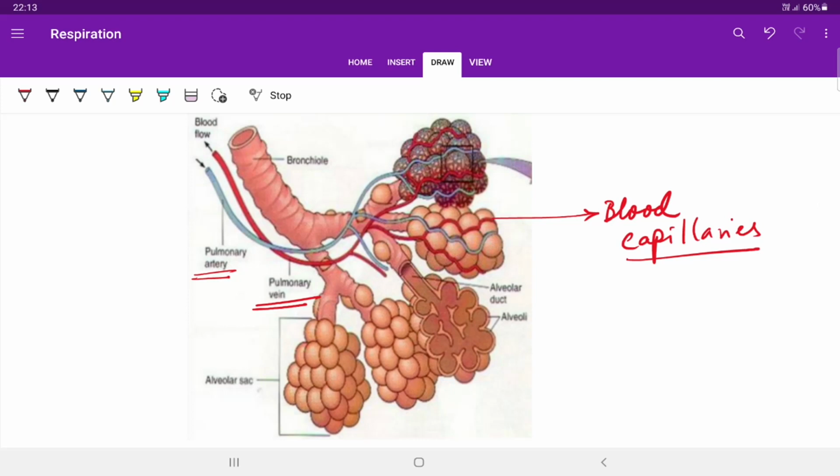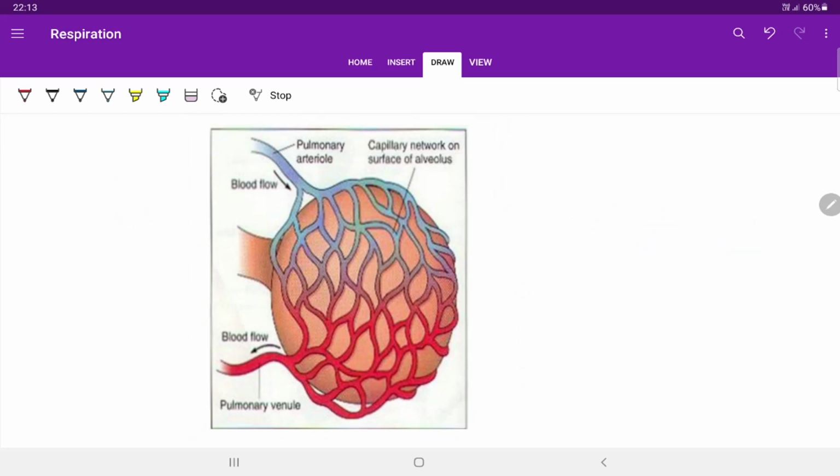As I have told you, the red one contains oxygen-rich blood, and carbon dioxide-rich blood is flowing into the pulmonary artery. So, this is a capillary network which is surrounding one alveolar sac. The pulmonary artery is carrying the blood into the alveolar sac. Remember, the pulmonary artery is carrying the blood into the alveolar sac, and it is coming from where? The blood is coming from the different tissues of the body.